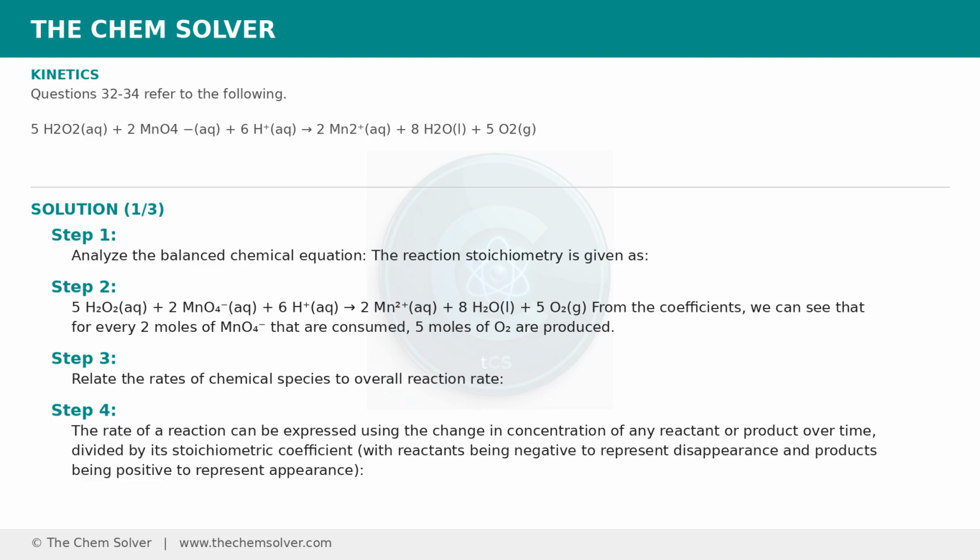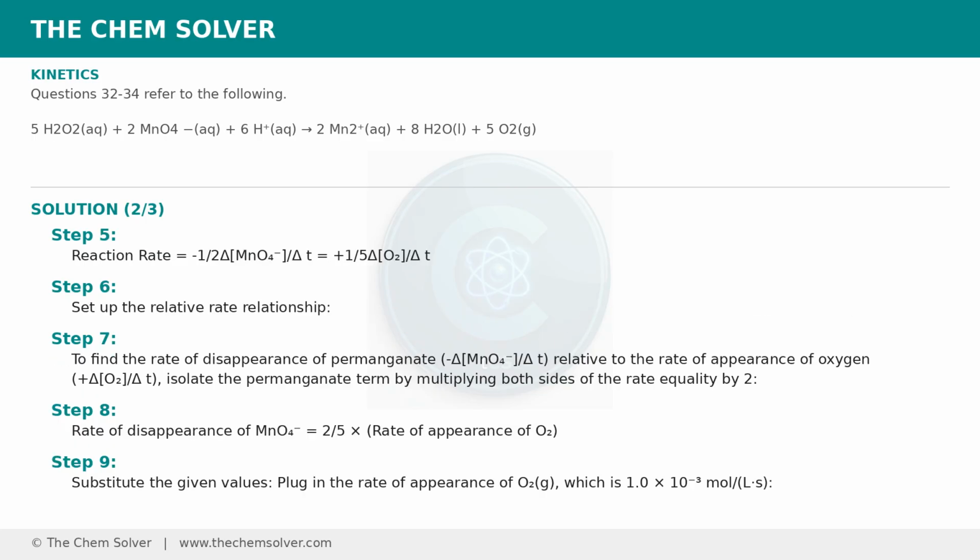Relate the rates of chemical species to overall reaction rate. The rate of a reaction can be expressed using the change in concentration of any reactant or product over time, divided by its stoichiometric coefficient, with reactants being negative to represent disappearance and products being positive to represent appearance. Reaction rate equals -1/2 Δ[MnO4⁻]/Δt equals +1/5 Δ[O2]/Δt.